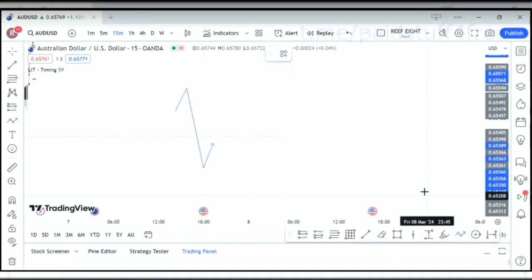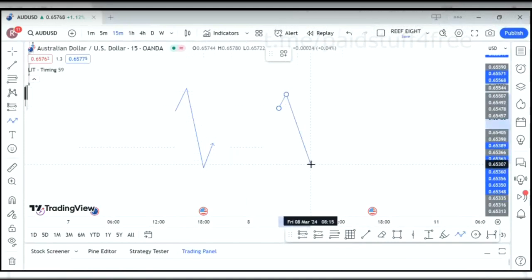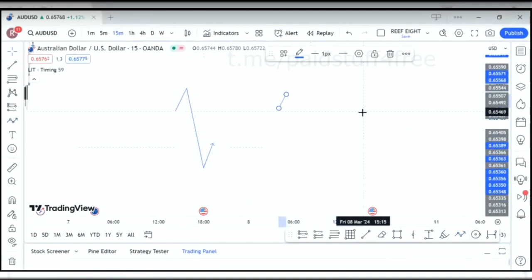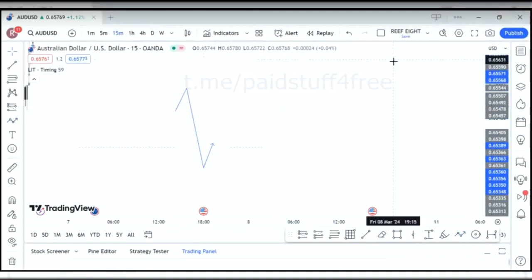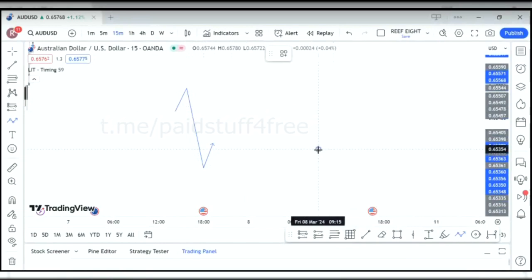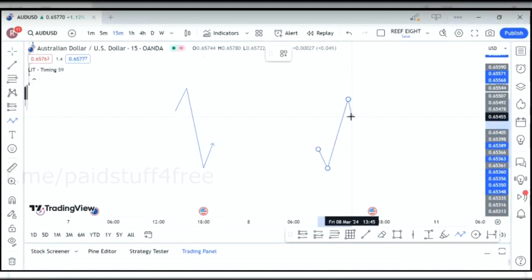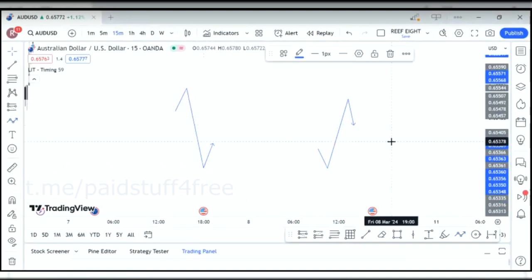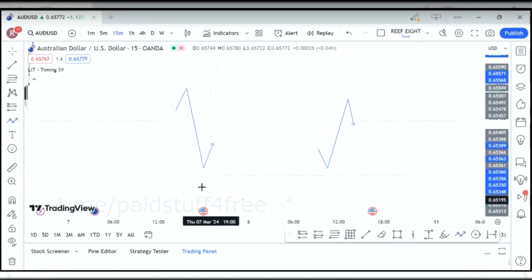If you want to buy, the swing low will come first, and then the swing high, like this. So this is what we'd have on our higher time frame. You're the one that chooses the higher time frame.